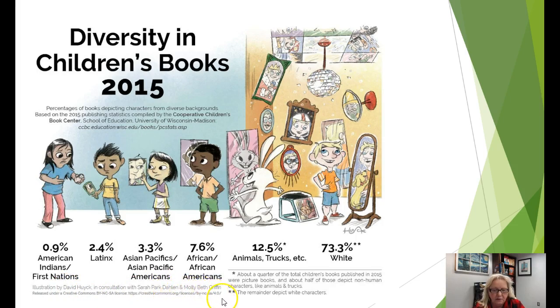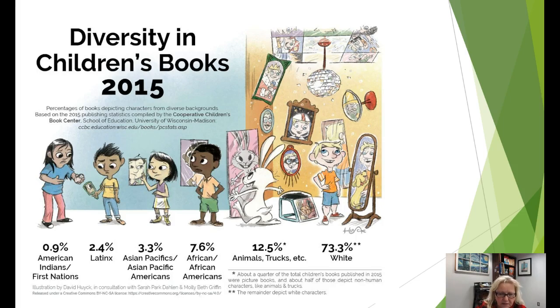Sarah Park Dahlen and Molly Beth Griffin took the Cooperative Children's Book Center statistics for 2015 and put them into this graphic. And you can see 0.9%, less than 1%, about American Indians or First Nations, 2.4% Latinx, Latina, and Latino. Asian Pacific Americans and African Americans are very low. There are more books that depict animals and trucks as main characters than there are African Americans, which is kind of interesting.